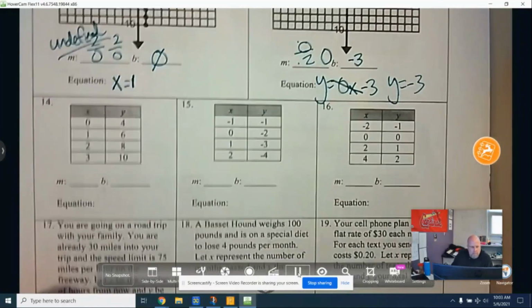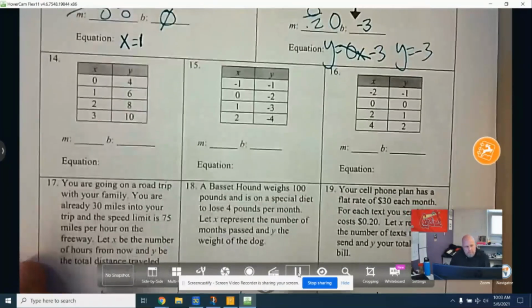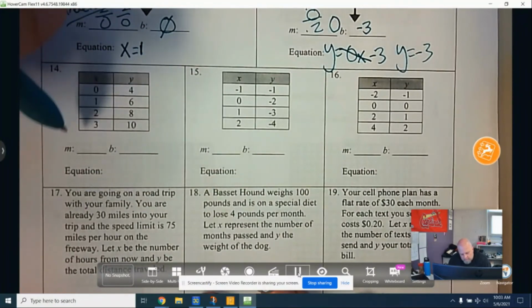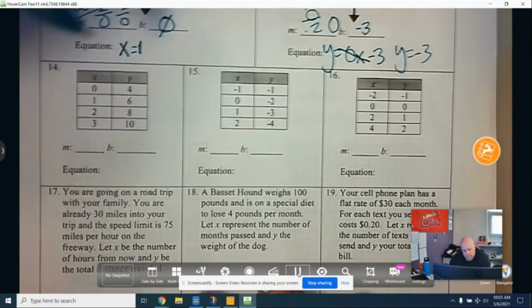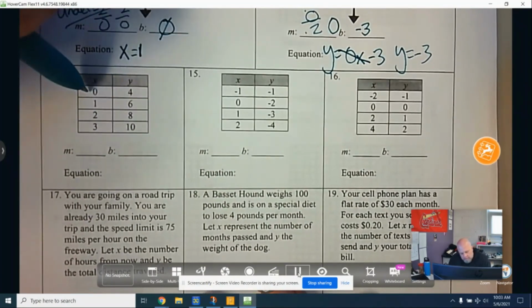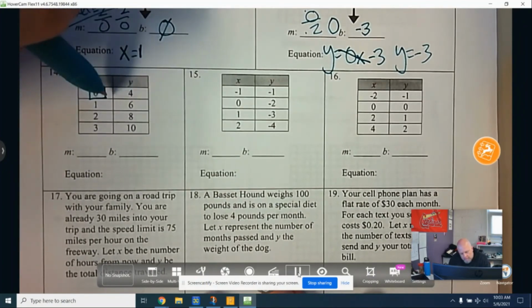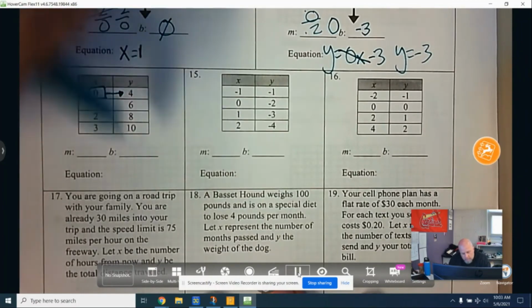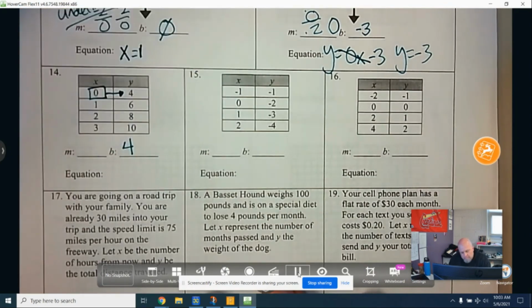Okay, moving on to number 14. So here, we don't have the slope. It's given to us in a table. But what I do know is I see this x value at 0. And remember, wherever the x value is 0, that's going to be your y-intercept. So it tells me the y-intercept is 4. So my b is 4.